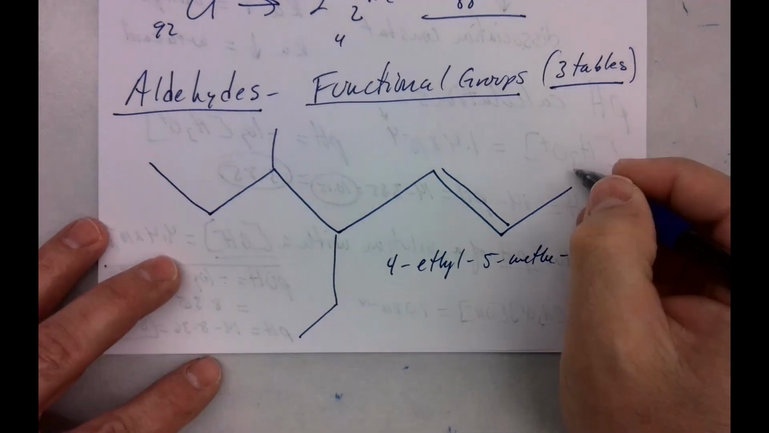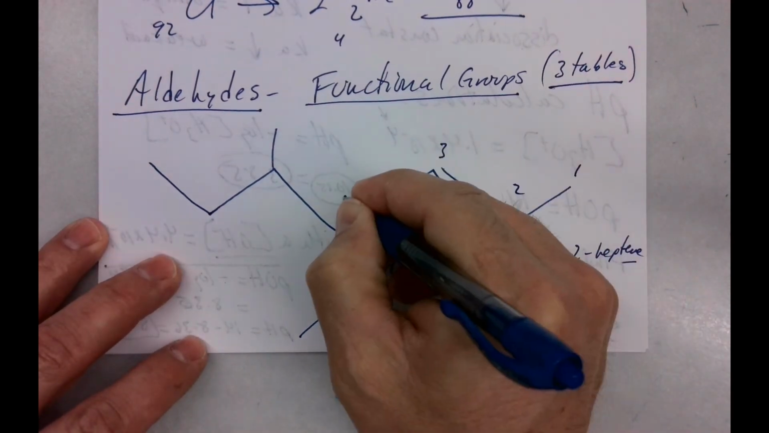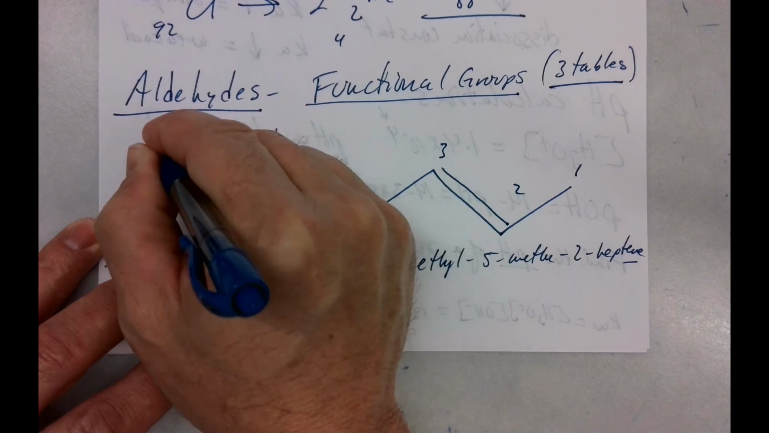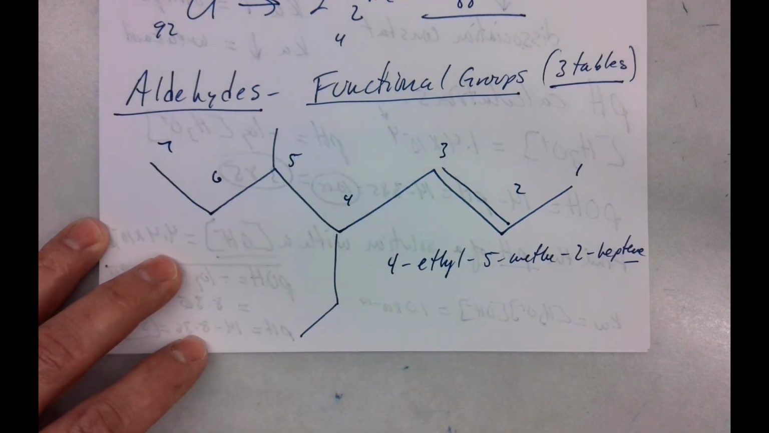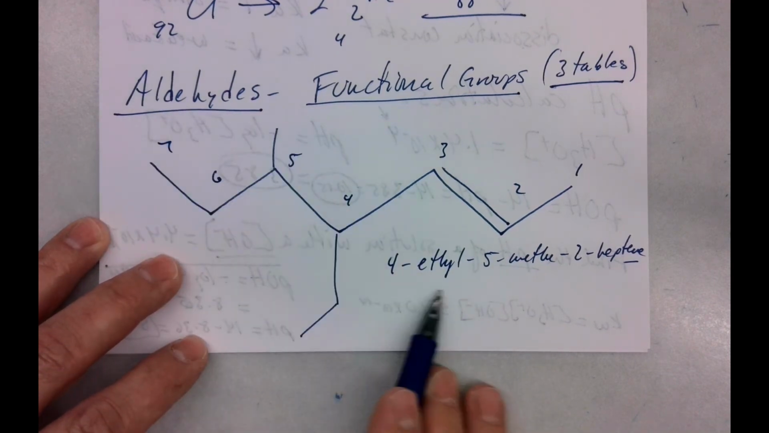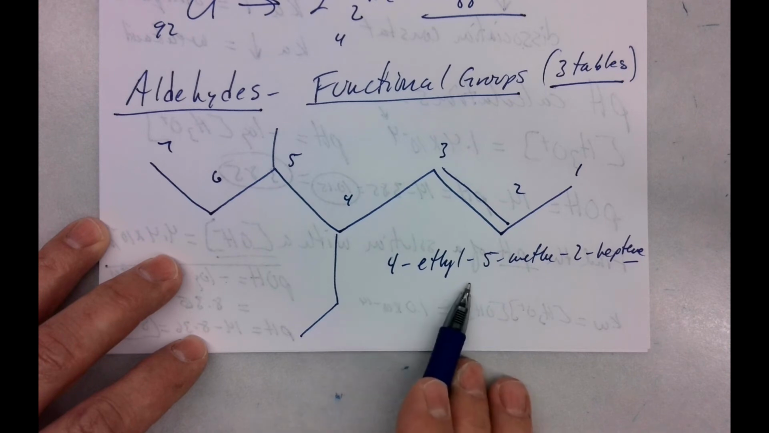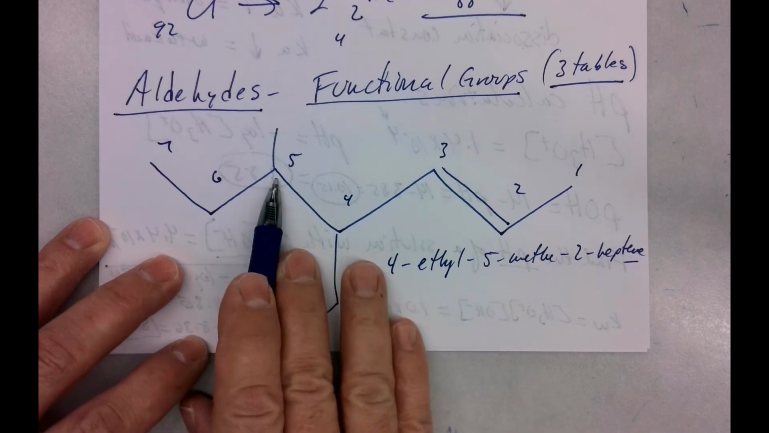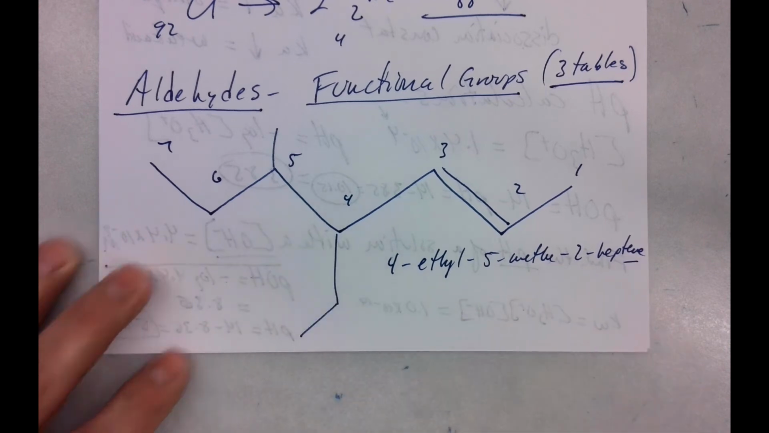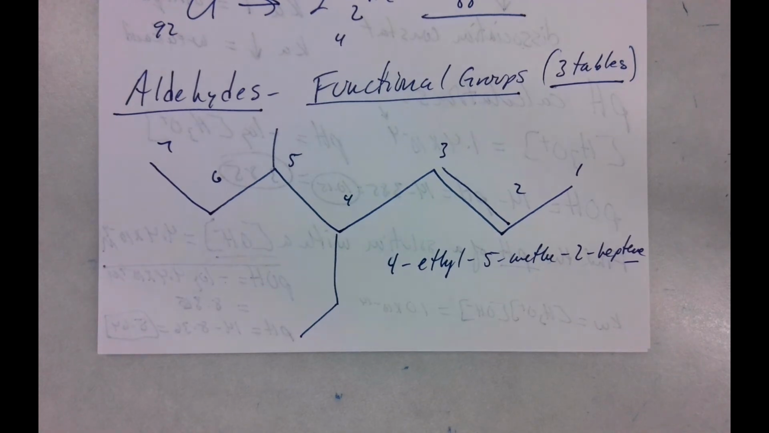Yeah, I would have gone 1, 2, 3, 4, 5, 6, 7. Off my 4th, I've got an ethyl. It comes first because it's alphabetized, right? Dash 5 dash methyl because of my methyl group, dash 2 dash heptene. But do you see how, if I'm not 100% sure, because it's multiple choice, I can kind of whittle that away?